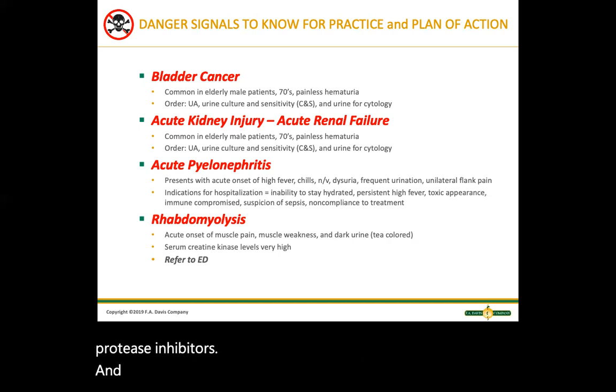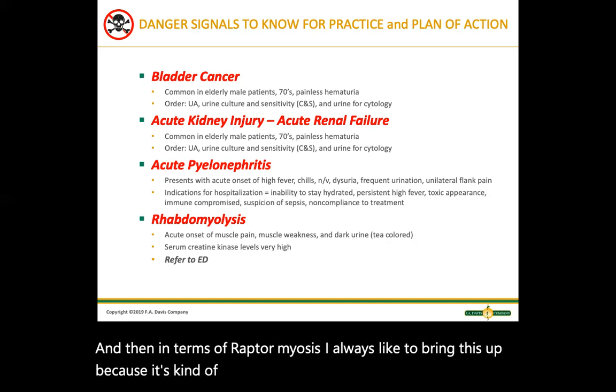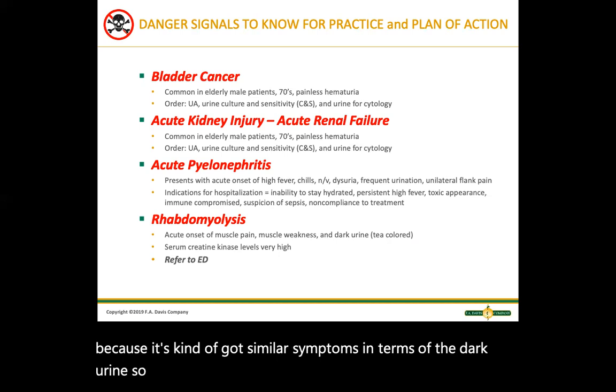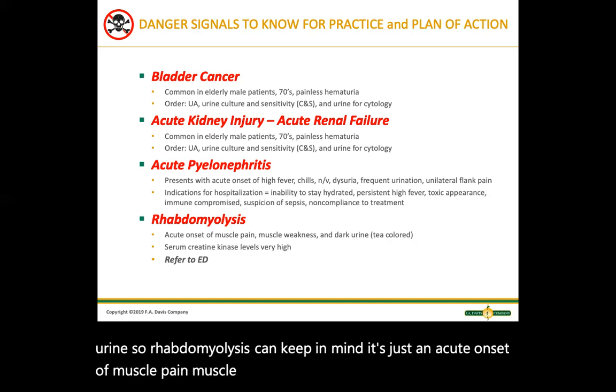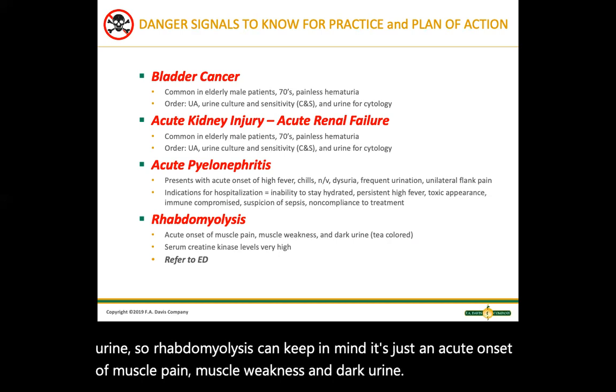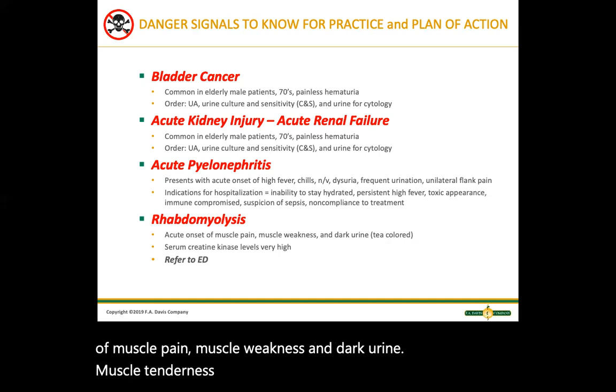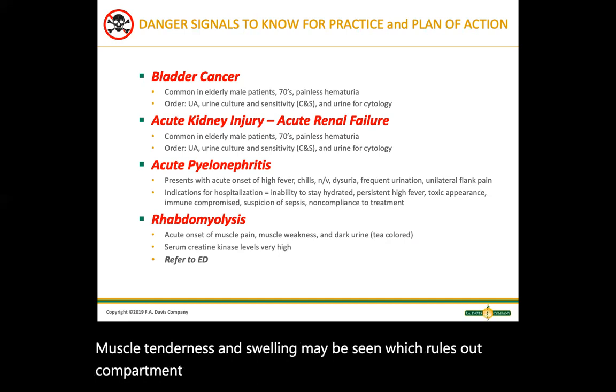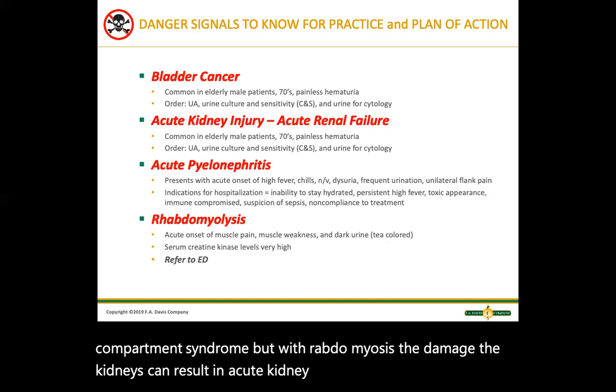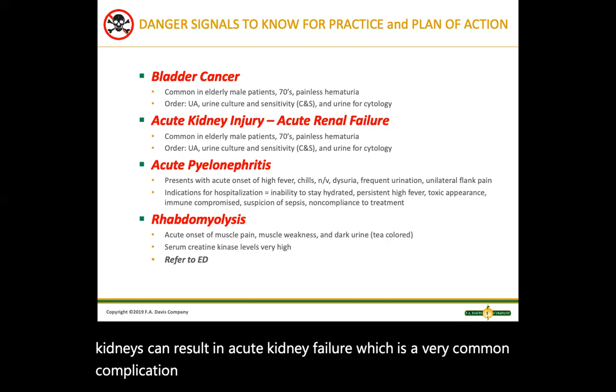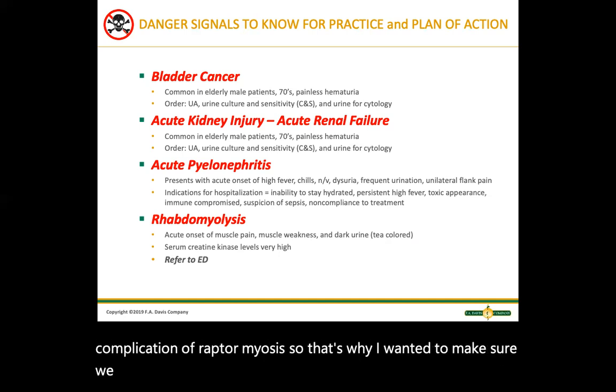And then in terms of rhabdomyolysis, I always like to bring this up because it has similar symptoms in terms of the dark urine. So rhabdomyolysis, keep in mind, is an acute onset of muscle pain, muscle weakness, and dark urine. Muscle tenderness and swelling may be seen, which rules out compartment syndrome. But with rhabdomyolysis, the damage to the kidneys can result in acute kidney failure, which is a very common complication of rhabdomyolysis. So that's why I wanted to make sure we talk about it.